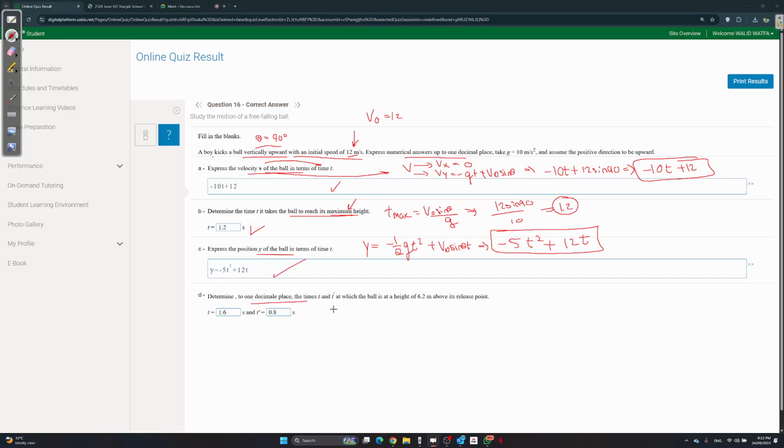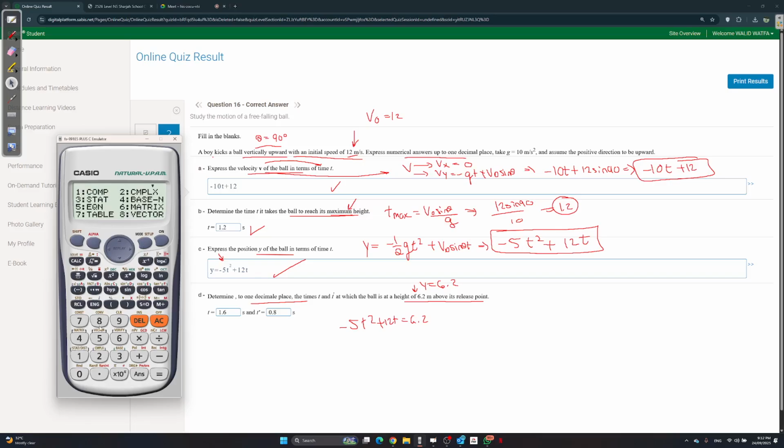Determine to one decimal place the times t and t prime at which the height is 6.2 above its release point. All they're saying is the height is 6.2, so y is equal to 6.2. So minus 5t squared plus 12t is equal to 6.2. It's a quadratic equation, it's not hard. Bring the 6.2 over, and you get 1.6, or 0.75. Sorry, to one decimal place that's 0.8.